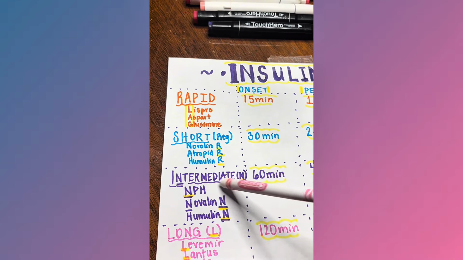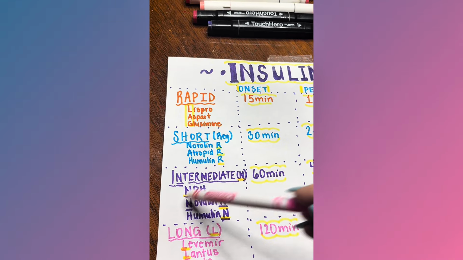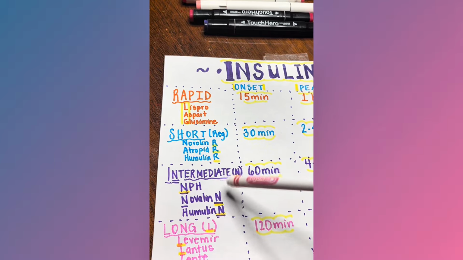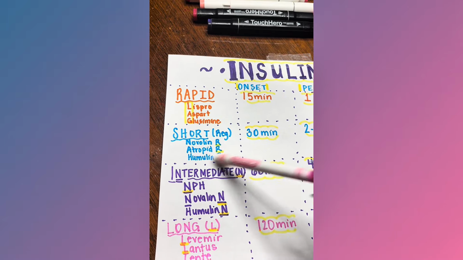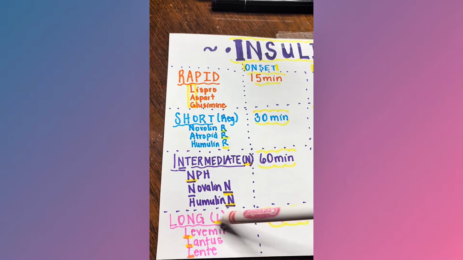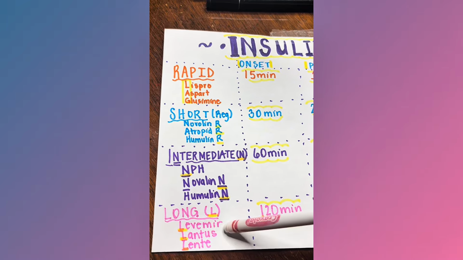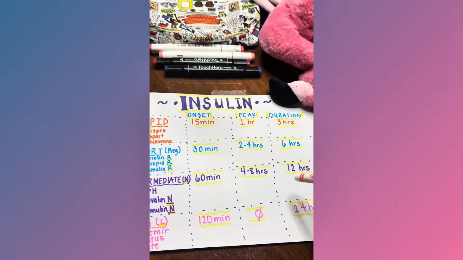All right, next is our intermediate. These are all going to have N's. NPH, Novolin N, Humulin N, because they are intermediate. Last one is our long acting. You got Levemir, Lantus, and Ultralente. Okay, super easy, all right?